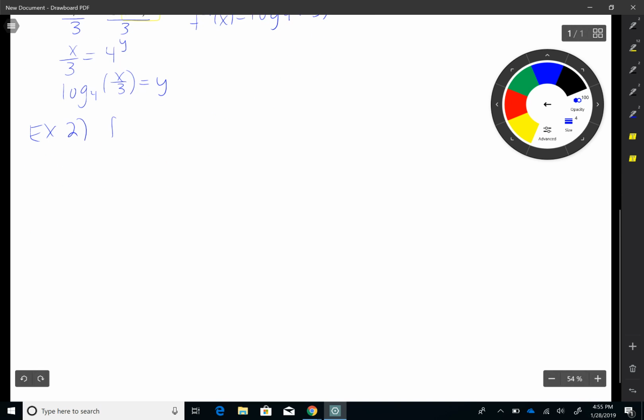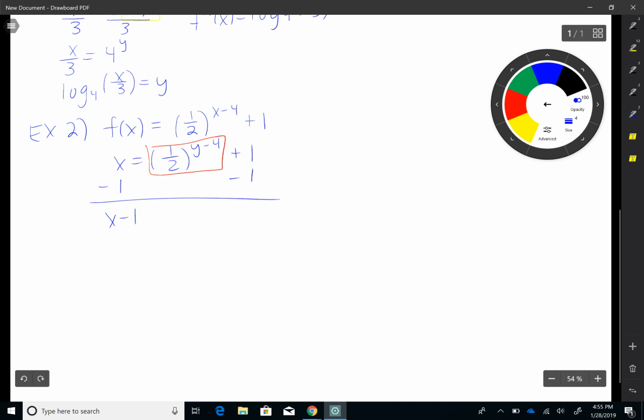Let's do f of x equals 1/2 to the x minus 4 and then plus 1. Switch x and y. x equals 1/2 to the y minus 4 plus 1. Get your base and exponent by itself. So I'm going to have to subtract 1. x minus 1 equals 1/2 to the y minus 4.